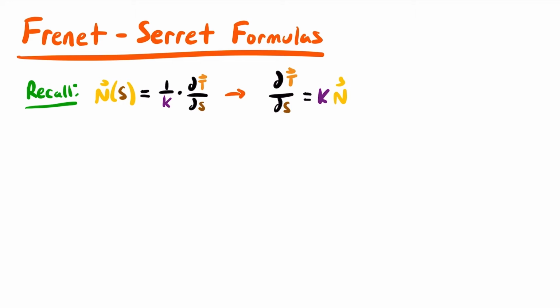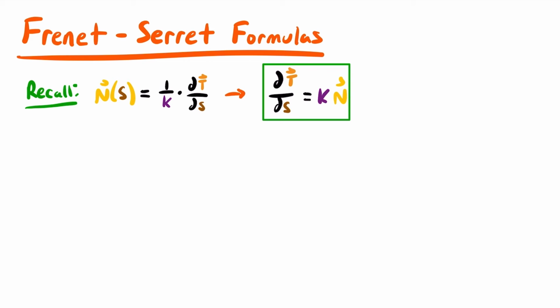We're going to assume that for all of these formulas, our TNB vectors are in terms of s, the arc length parameter. Okay, but what we have right here is the first of the 3 Frenet-Serret formulas that help us describe how the TNB vectors are changing for a TNB frame. In particular, this formula is telling us how the unit tangent vector is changing with respect to the arc length, or the derivative of the unit tangent vector with respect to s. It says that it's equal to the curvature of the space curve multiplied by the unit normal vector.